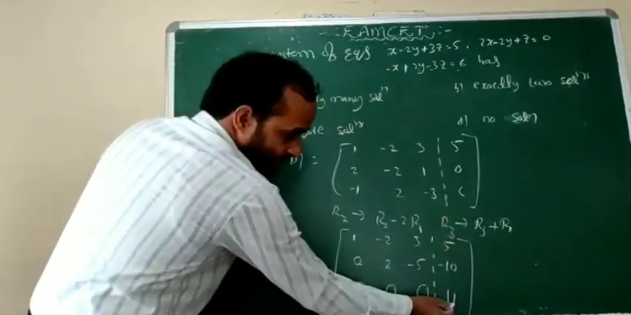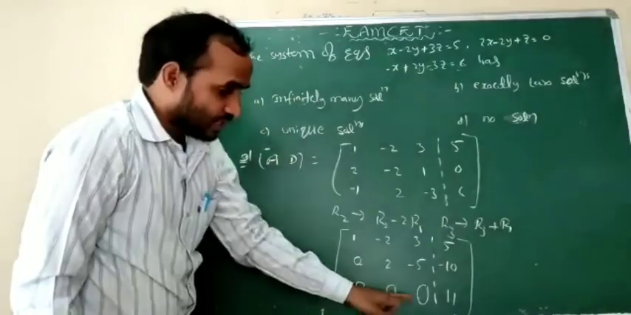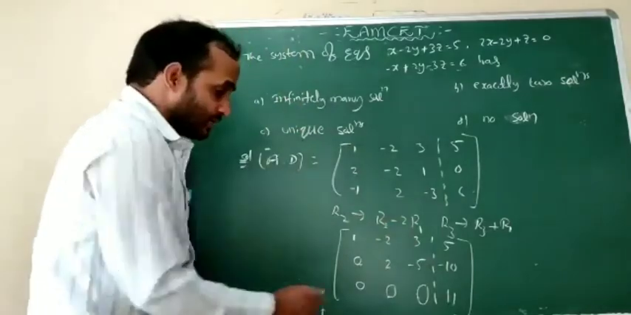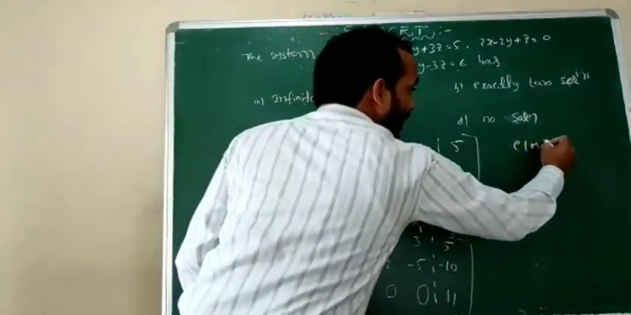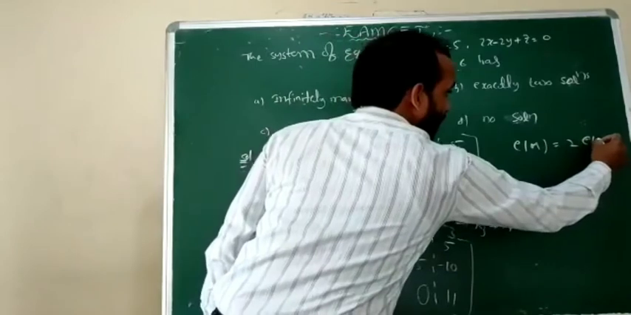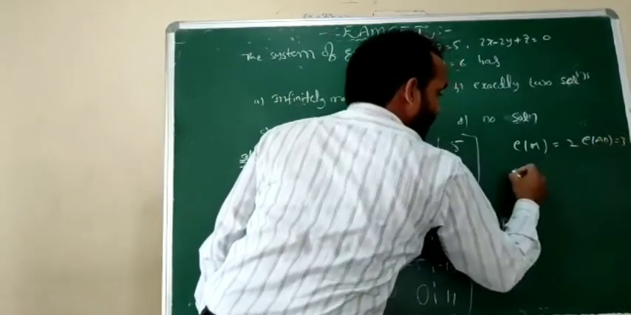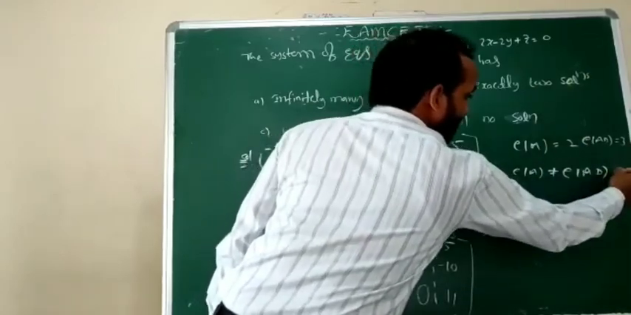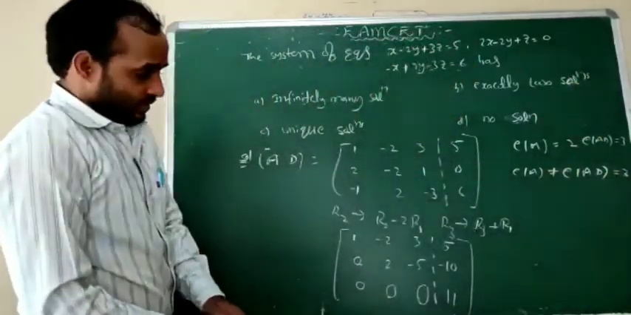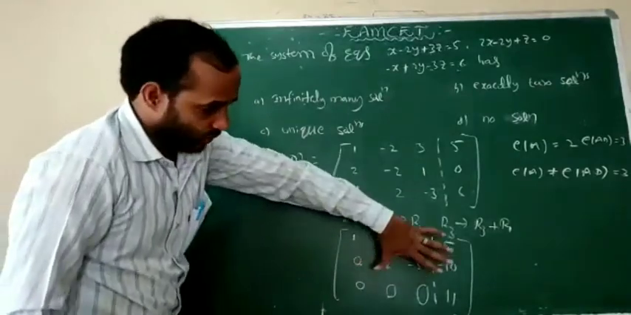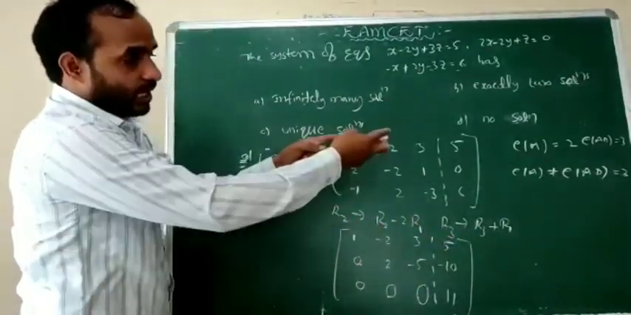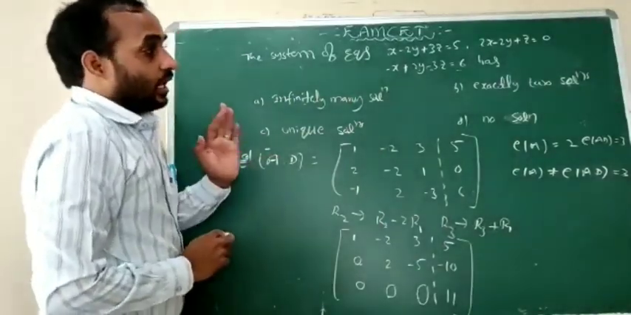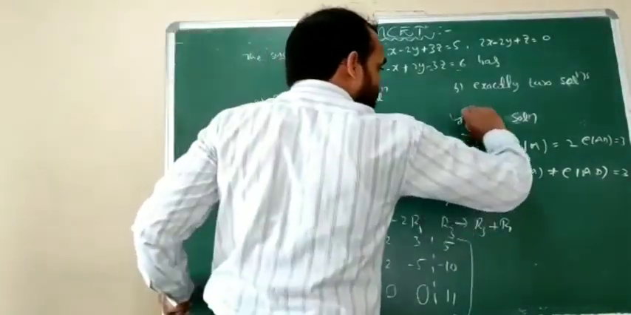So here is a number: 0 into something, 0 into something, 0 into something is equal to a number, which is highly impossible. So that means rank of A is equal to 2, rank of AD is equal to 3. Rank of A is not equal to rank of AD. Number of unknowns, so rank of A is 2, rank of AD is 3, but not equal. Third case, I already told that no solutions will exist.